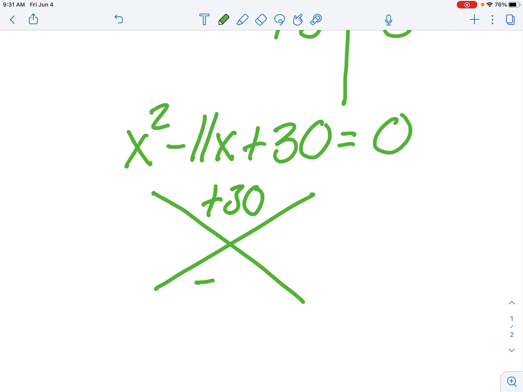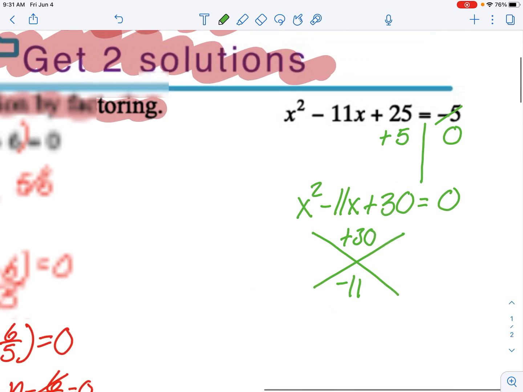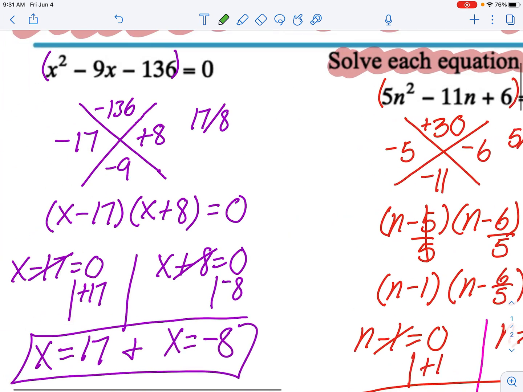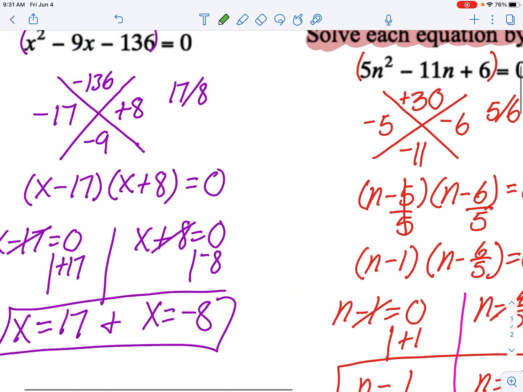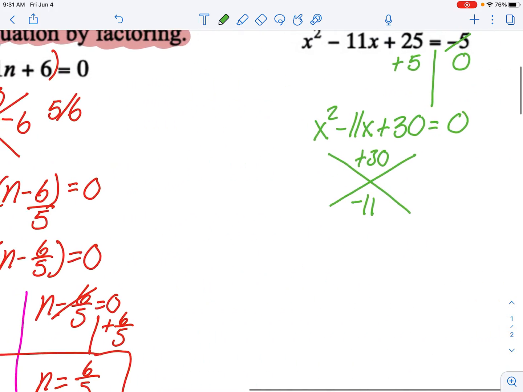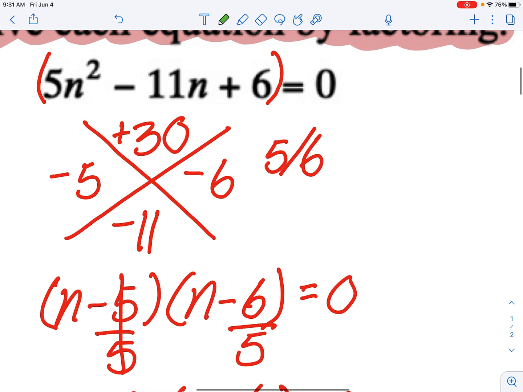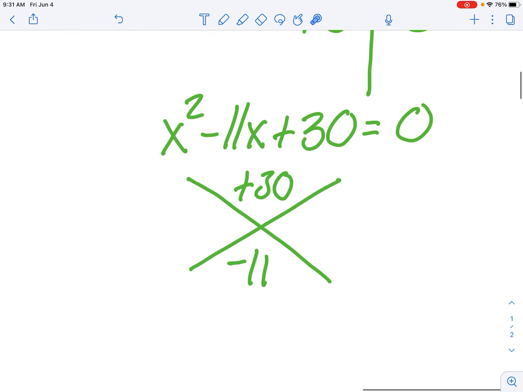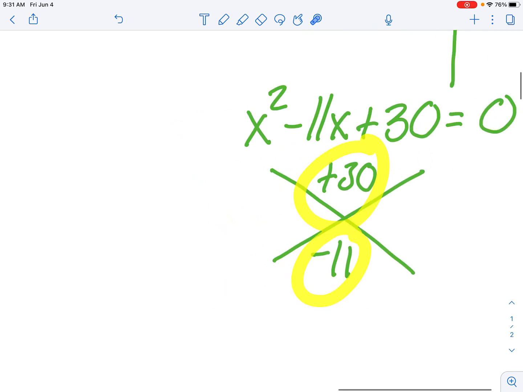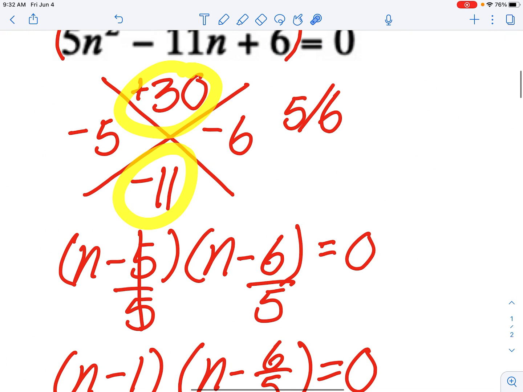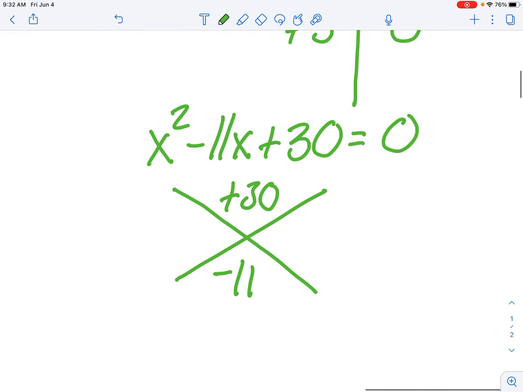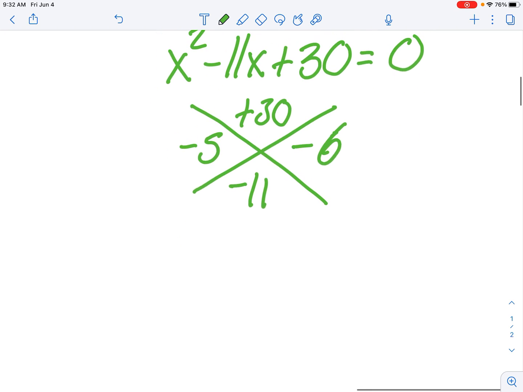So now we can do our x method. Positive 30 on top, negative 11 on the bottom. Wait a minute, this looks familiar. Negative 11x and plus 30. Where did I see that? Oh, look at this. Negative 11 and positive 30. So I know my numbers are going to be negative 5 and negative 6. Perfect. Minus 5, minus 6.